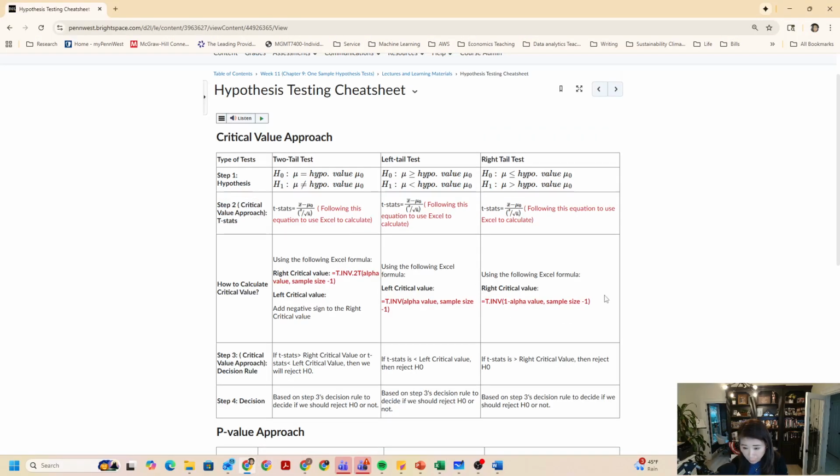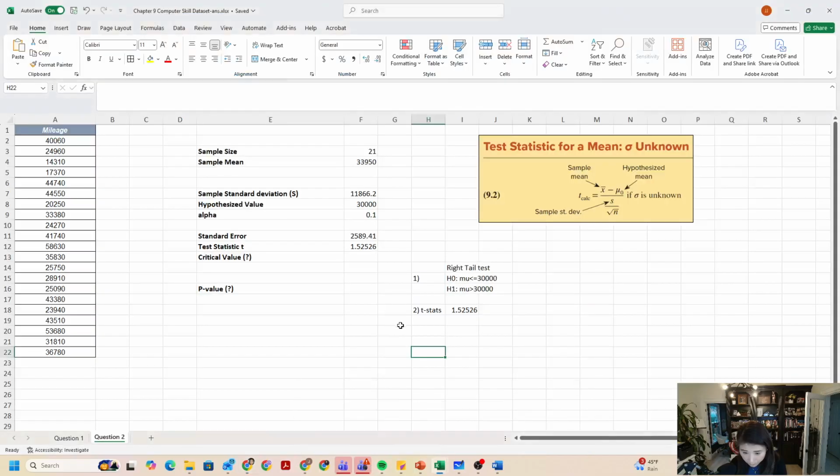Step number 3, we're going to figure out our critical value, because we need to base on the critical value to figure out if we should reject H0. The good thing here is that I already gave you the idea how to use Excel to calculate the critical value for the right tail test. We just need to use t.inv and 1 minus the alpha value and the sample size minus 1. Okay, we're going to follow this equation in the Excel file to calculate the critical value. Let me go back to my Excel.